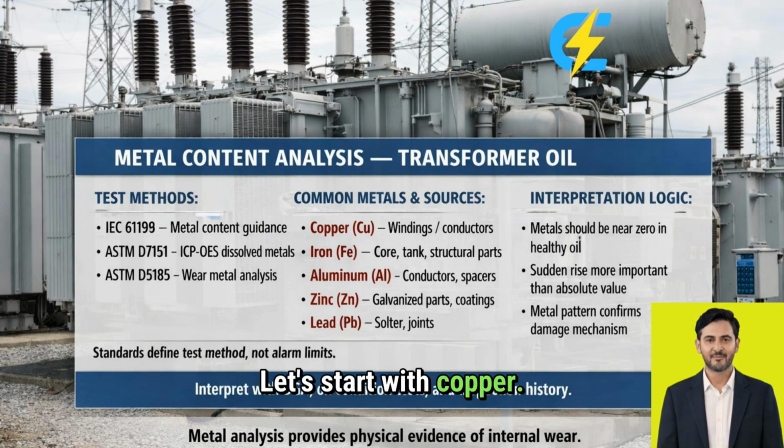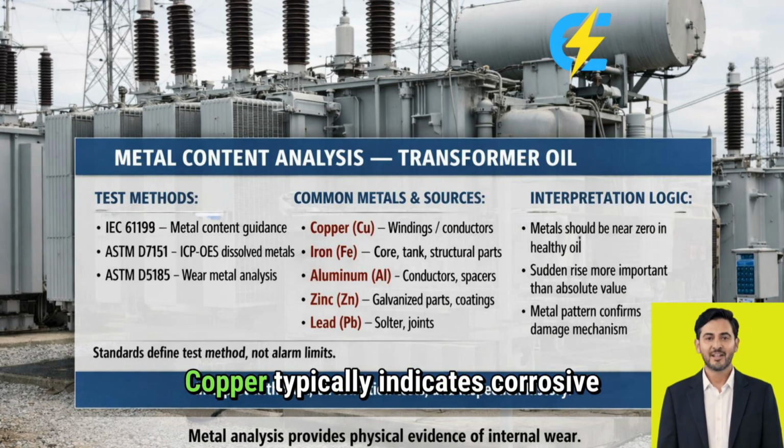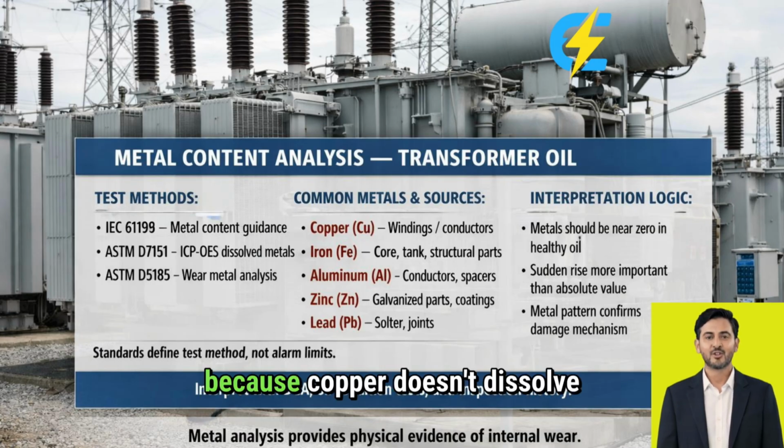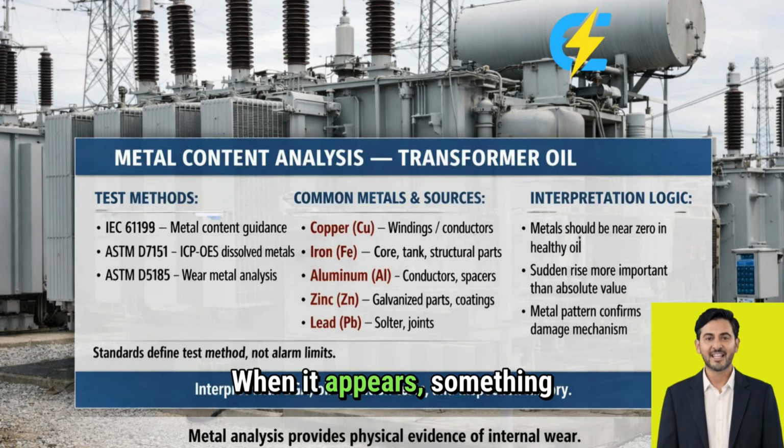Let's start with copper. Copper in oil is never ignored. When you see copper levels rising, you're looking at one of the most serious warning signs in transformer diagnostics. Copper typically indicates corrosive sulfur attack or acid attack on windings and connections. Even small increases matter because copper doesn't dissolve easily under normal operating conditions. When it appears, something aggressive is happening to your winding materials.